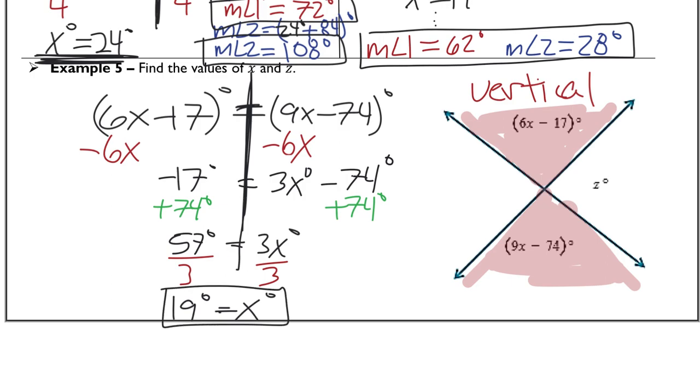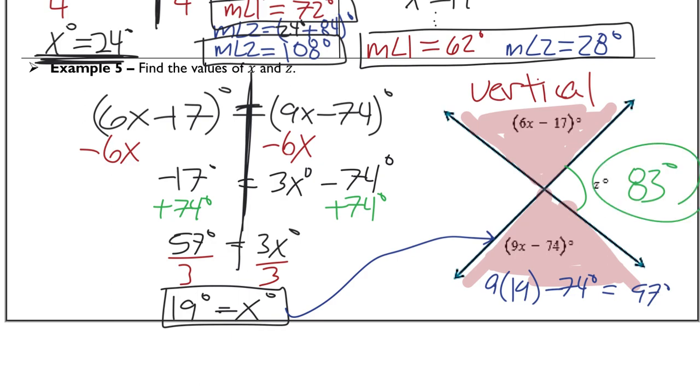But then the last thing, I want you to try yourself, but we need to substitute this in here, so we get 9 times 19 minus 74, which will give us, this is 97 degrees. So what would this be if that's 97? Pause it, I'll have an answer in a few seconds. You should have got 83 degrees.